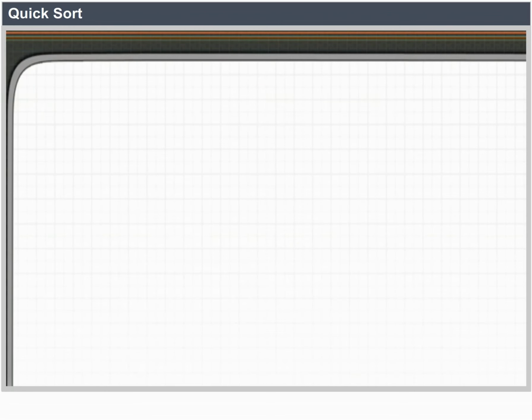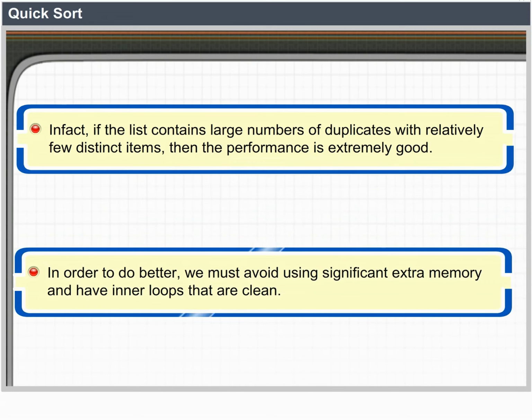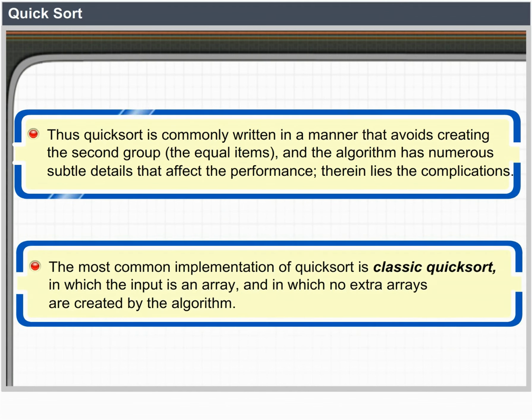In fact, if the list contains large numbers of duplicates with relatively few distinct items, then the performance is extremely good. In order to do better, we must avoid using significant extra memory and have inner loops that are clean. Thus, quicksort is commonly written in a manner that avoids creating the second group, the equal items, and the algorithm has numerous subtle details that affect the performance. Therein lie the complications. The most common implementation of quicksort is classic quicksort, in which the input is an array and in which no extra arrays are created by the algorithm.